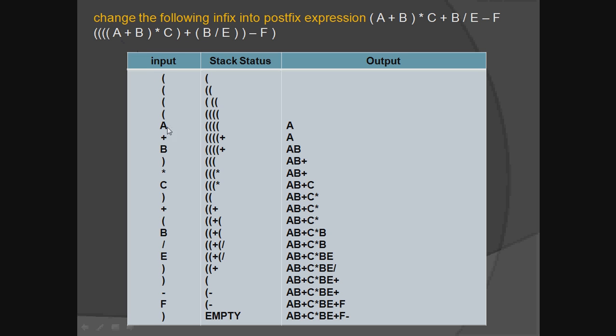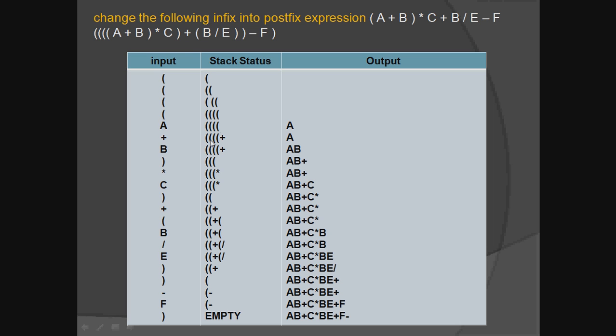So A is read and A is pushed to the output. Clear? After that, plus. So plus is read, and since it is an operator, it is pushed into the stack. So we have here the order of the parentheses, okay, and then the plus symbol.